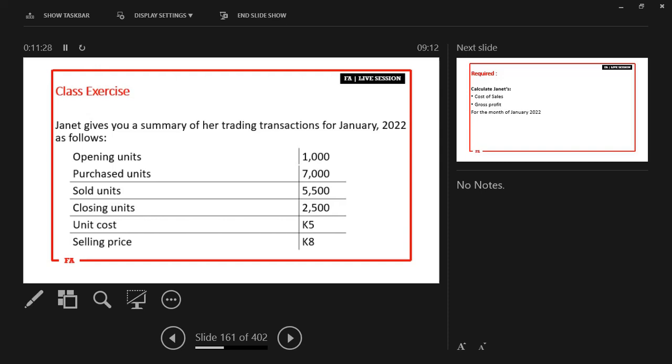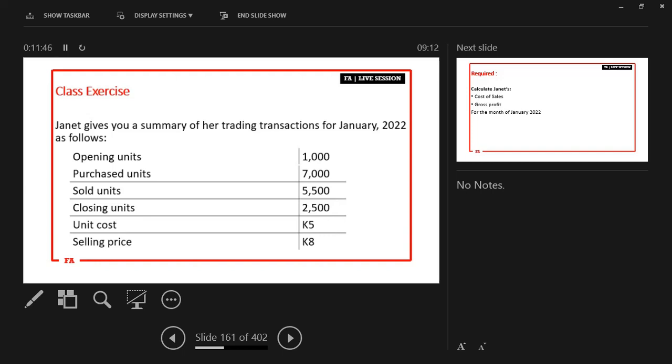I'm going to take you to another slide where there are some requirements. Janet gives you a summary of our trading transaction for January 2022 as follows. She has got our opening units, purchased units. She has got sold units. And then closing inventory is given automatically.